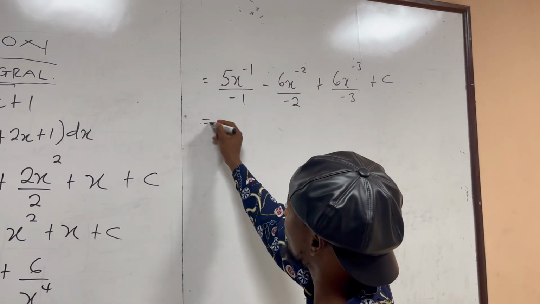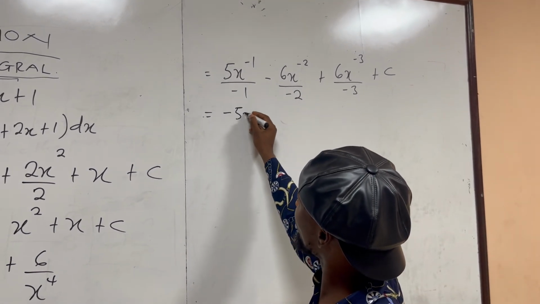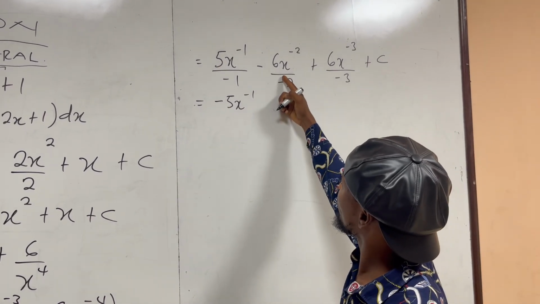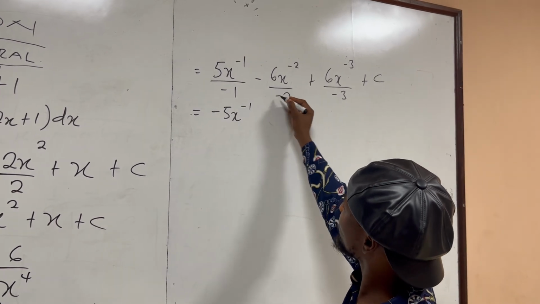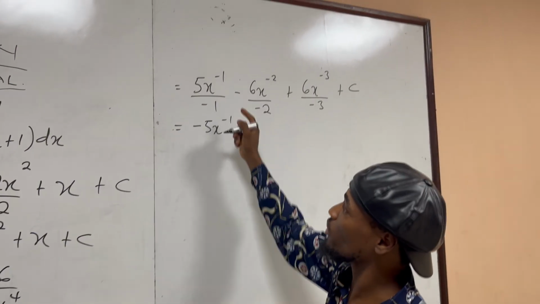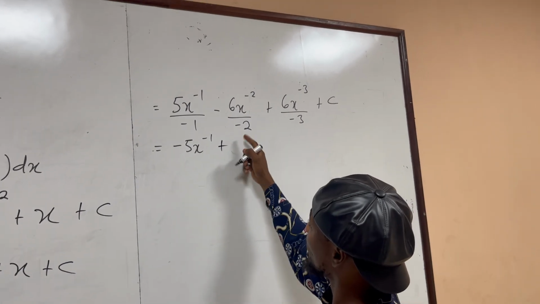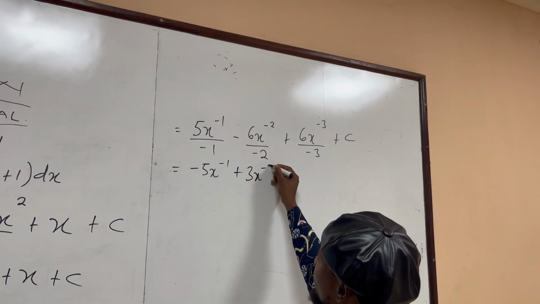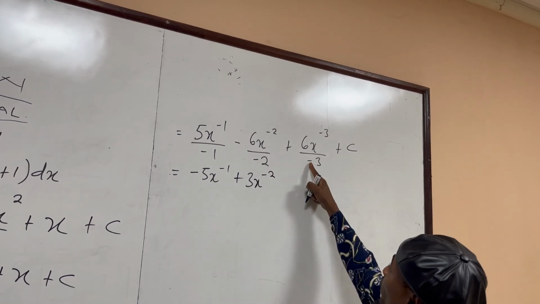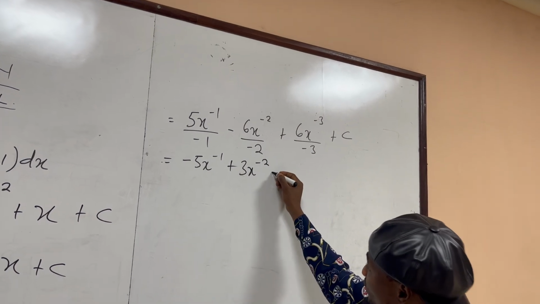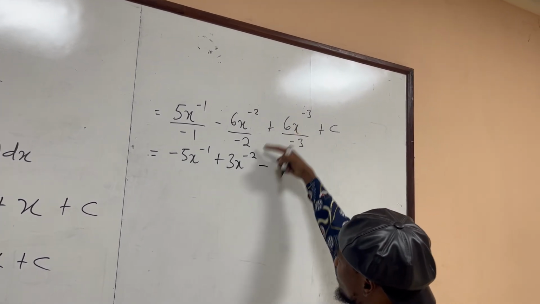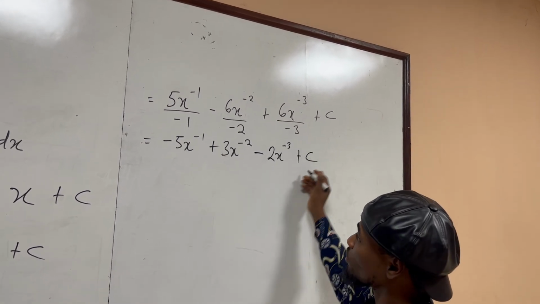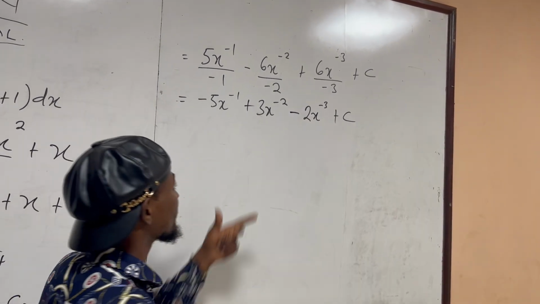So viewers, this is the same as negative 5x to the power negative 1. Negative affects this. Then negative and negative, when they meet this way, you have positive. So I have positive here. 2 divides 6 three times. So I have 3x to the power negative 2. Then when negative and positive meet, you have negative. 3 divides 6 two times, then I have 2x to the power negative 3, plus my constant of integration. Viewers, this is the answer.